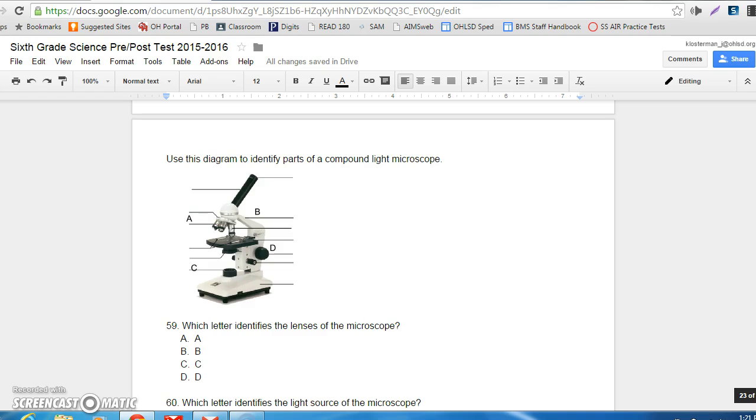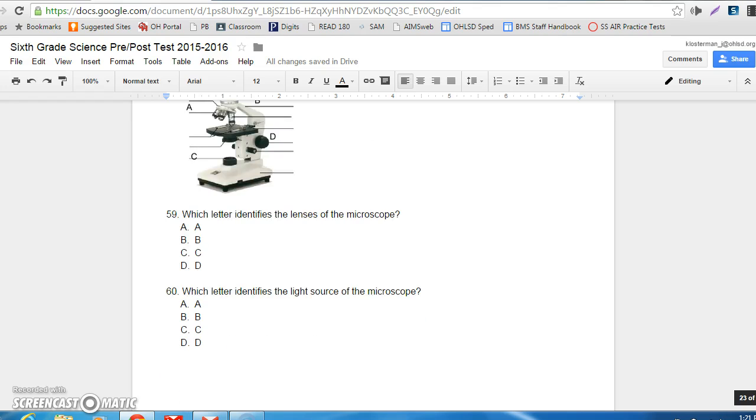Use this diagram to identify parts of a compound light microscope. 59. Which letter identifies the lenses of the microscope? A, B, C, or D? 60. Which letter identifies the light source of the microscope? A, B, C, or D?